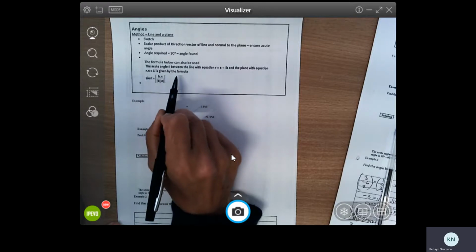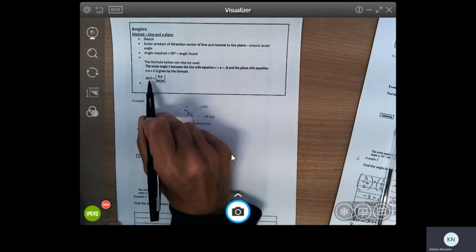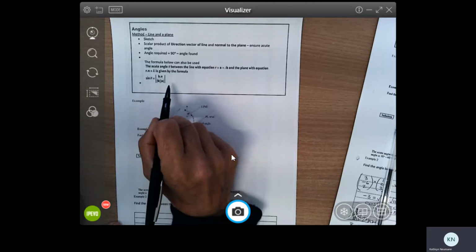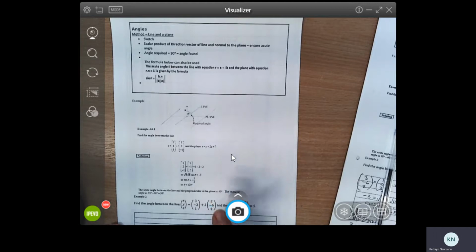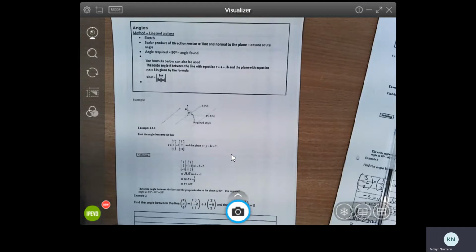You can also use this formula, which is similar to the dot product, or uses the dot product, but gives you sine. The advantage of this is there's a little bit less remembering what you've got to do in order to find the acute angle. So let's have a look at 2 examples and see the different approaches you can use.